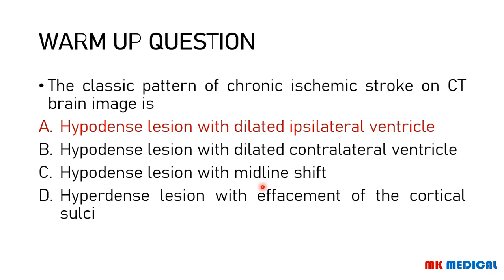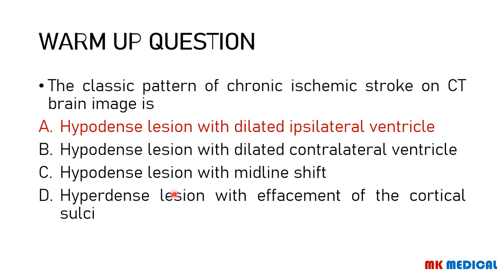So coming back to our warm-up question, the classic pattern of chronic ischemic stroke on CT brain image is A, hypodense lesion with dilated ipsilateral ventricle, B, hypodense lesion with dilated contralateral ventricle, C, hypodense lesion with midline shift, D, hyperdense lesion with effacement of the cortical sulci.